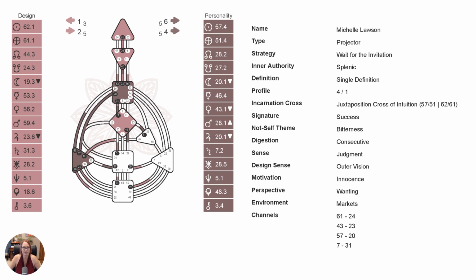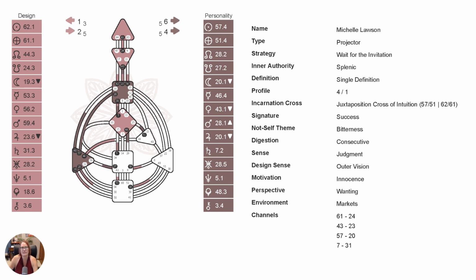Instead of reaching out and telling people, oh, I have this or I have that, you want to give them a chance to come to you and talk to you. Splenic authority, that intuitive voice in my head. Again, the superpower is success, the shadow is bitterness.